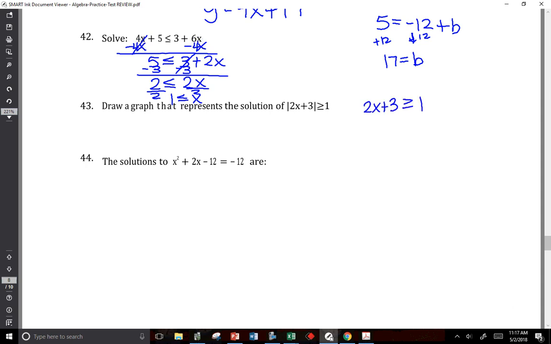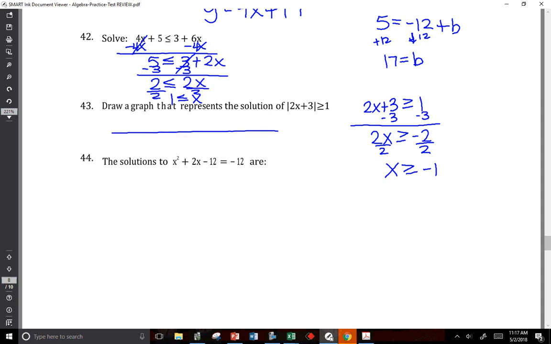I feel like we need to try some values and see where these lines are going. I may have the sign wrong. So greater than -1 would definitely go this way. But let's try 0 and see if it works. So what's 2 times 0? 0. And what's 0 plus 3? 3. An absolute value of 3 is 3, and that is greater than or equal to 1. So I'm okay with that.